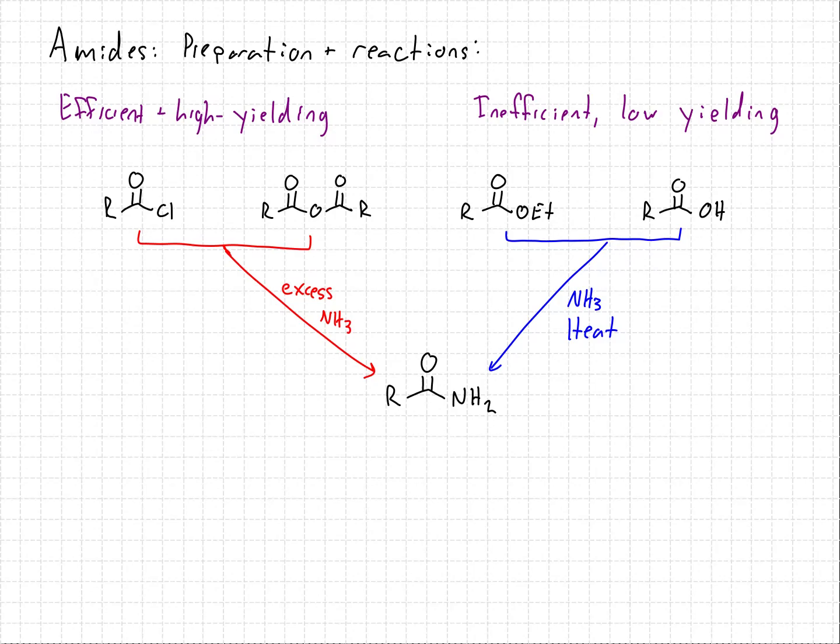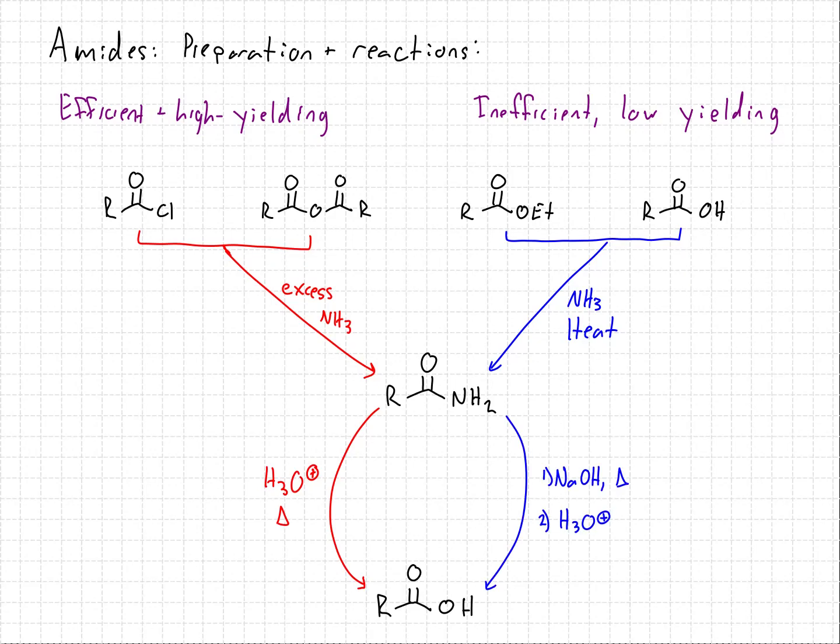In terms of reactions, amides can be hydrolyzed to carboxylic acids either efficiently in the presence of a catalytic amount of acid or inefficiently with a base followed by an acid workup to reprotonate the carbonyl group. Note that this also produces either a free amine or an ammonium ion as a side product of the reaction. We'll focus more on the amine part of this reaction in a later chapter.